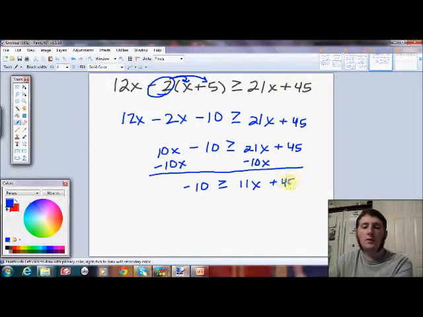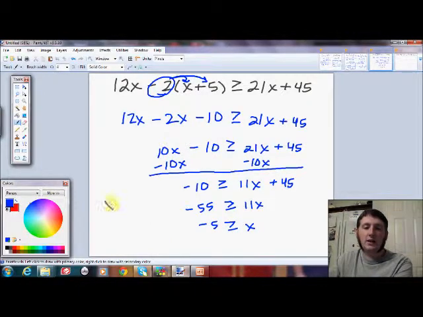Now at this point, some of you might be a little panicked because the variable's over here on the right. That's okay. We'll be alright. If it's really bothering you, turn the whole thing around. Subtract 45 on both sides. -55 is greater than or equal to 11x. Divide by 11 on both sides. -5 is greater than or equal to x.